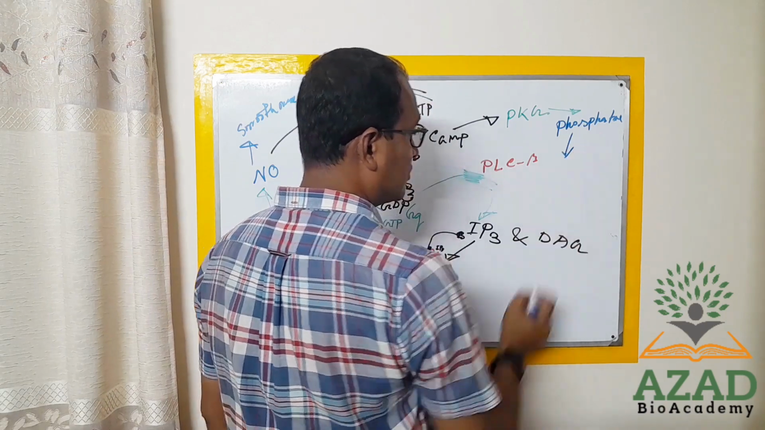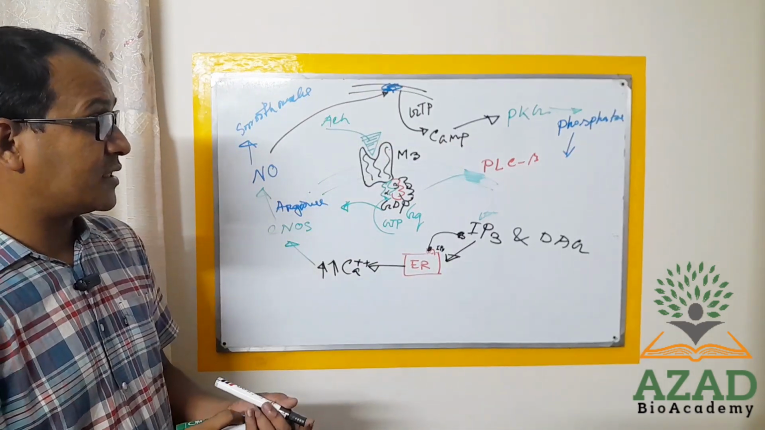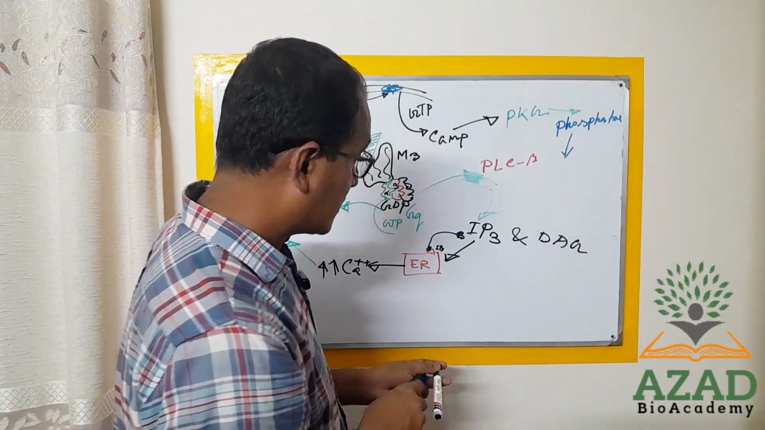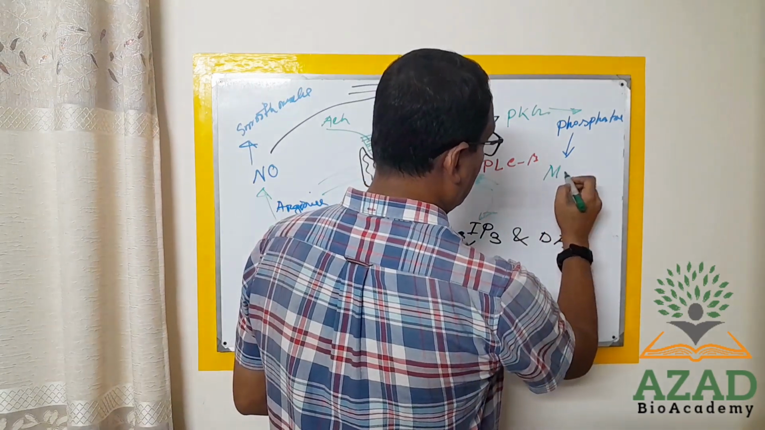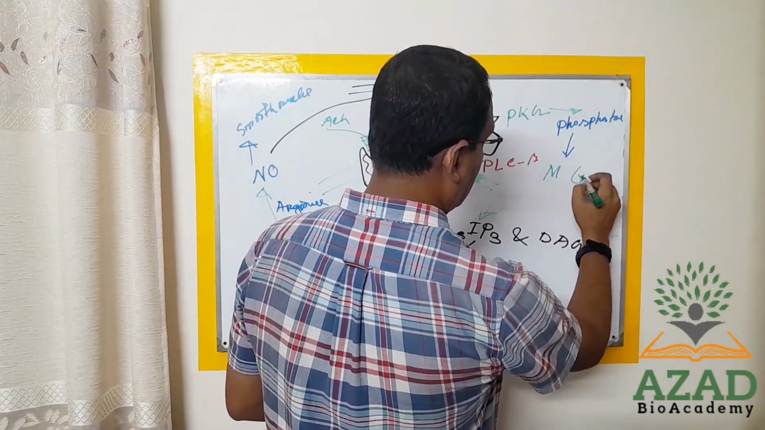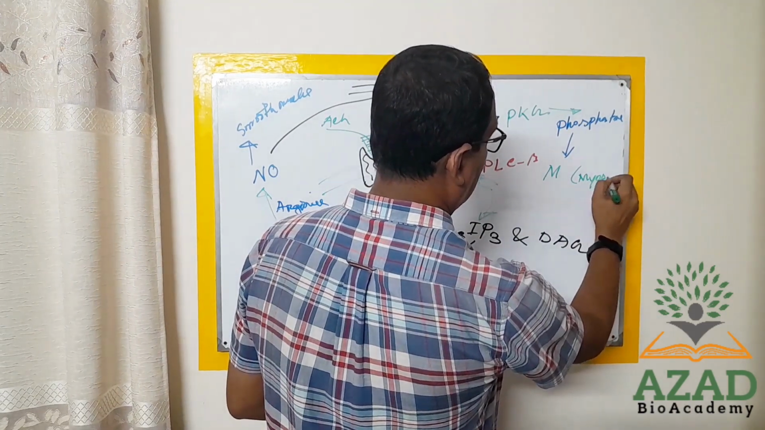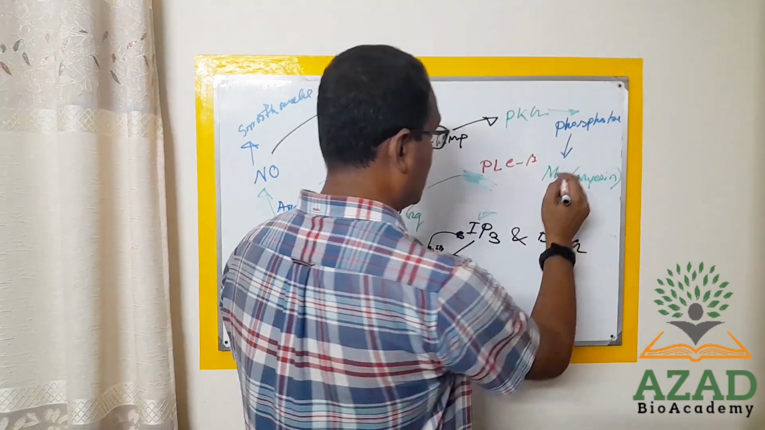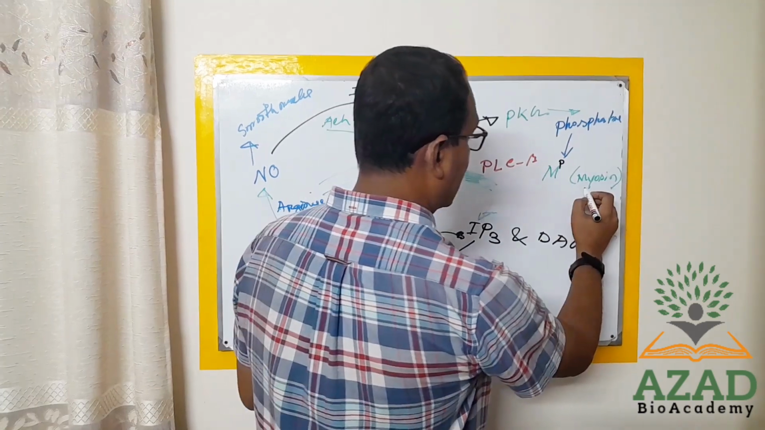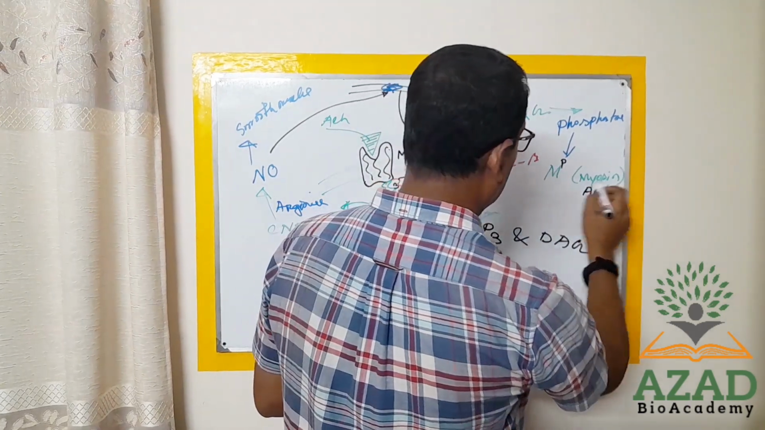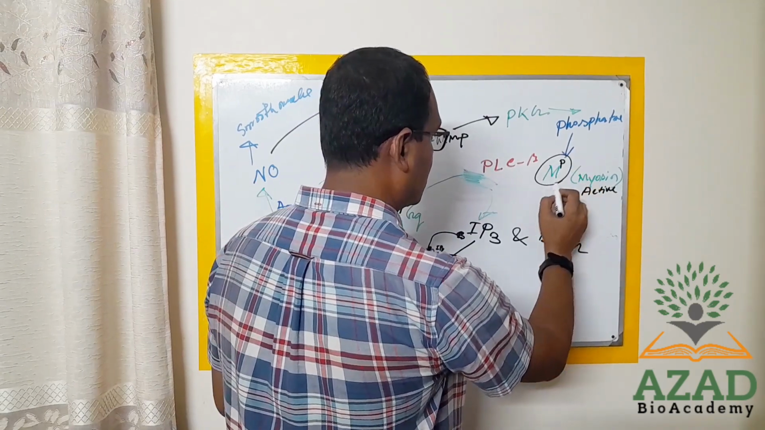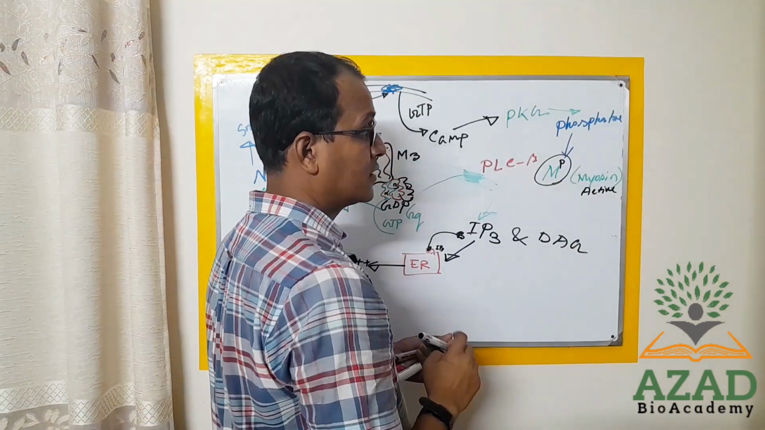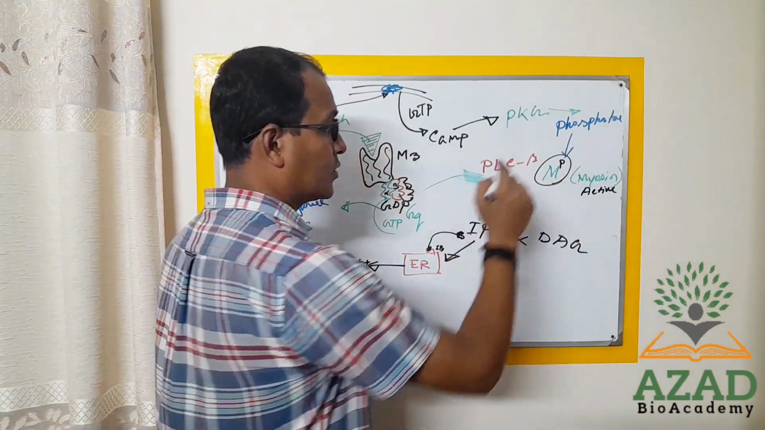You know the function of phosphatase. The phosphatase enzyme function is dephosphorylation. Here this is the myosin, and this is the phosphate. So this is active myosin, because this is the phosphorylated myosin. And what is the function of phosphatase? Dephosphorylation.